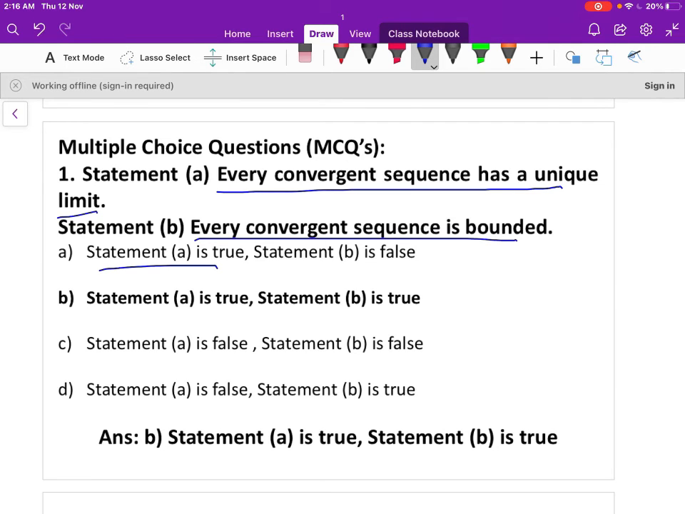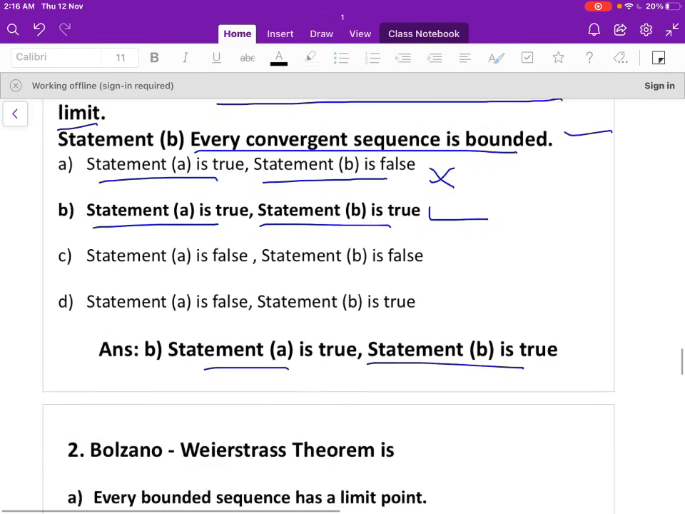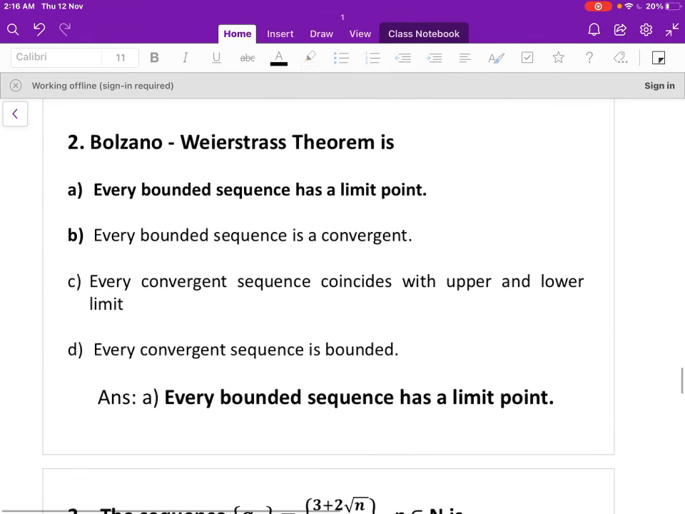Let us check the solution. Statement A is true, statement B is false. So this is wrong. Even both A and B are correct. Statement A is true and statement B is true. Yes, this is right. So the solution is statement A is true and statement B is also true, because every convergent sequence has a unique limit point and every convergent sequence is bounded. So therefore the answer is B.